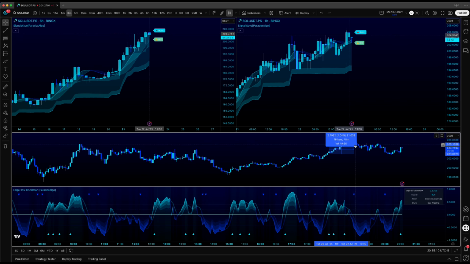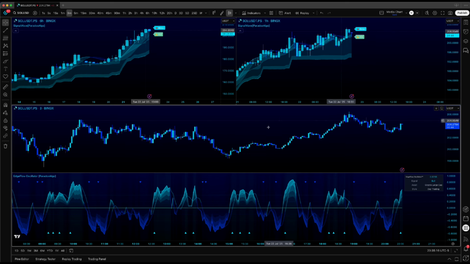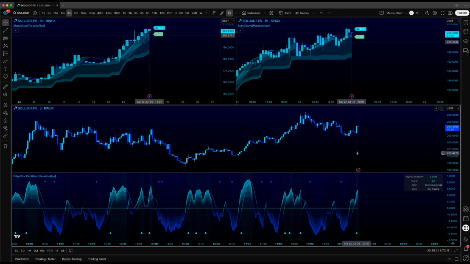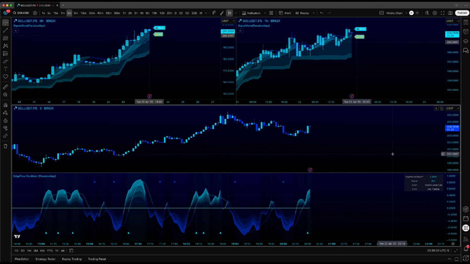When volume backs up what your indicators are showing, that's when you know institutional money is moving the same direction you are. Successful trading comes down to reading market structure correctly and positioning yourself accordingly. SignalWave gives you that institutional perspective, but the execution is still entirely up to you.